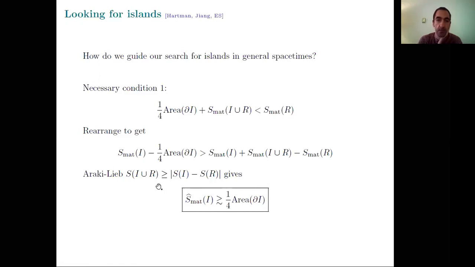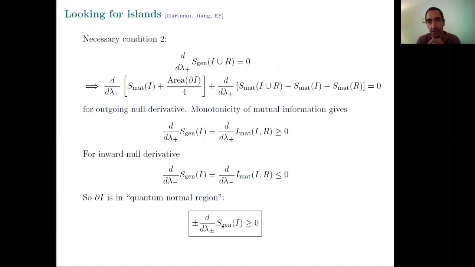There's another necessary condition, which is just the extremality condition. The extremality condition tells you that the derivative of the generalized entropy has to be 0. So this is independent of whether or not this island solution dominates. It's just that it's extremal. This lambda plus is like, imagine this is a 2D problem, and it's a null outgoing derivative. And you can rewrite this in this way.